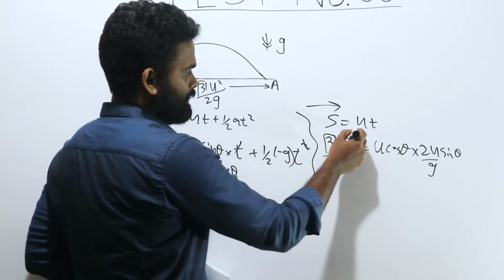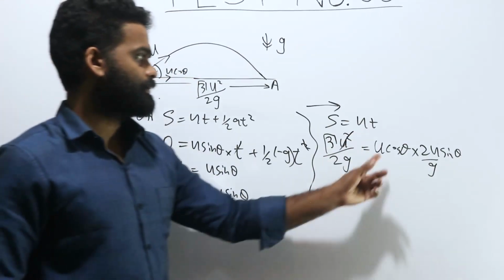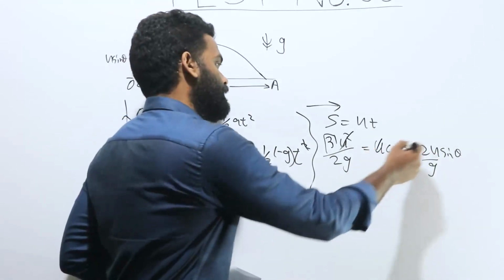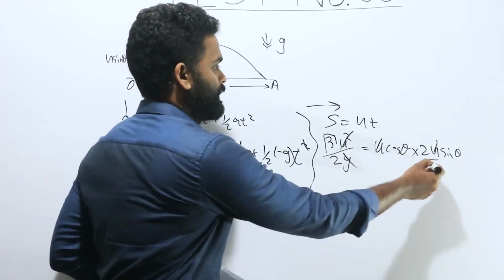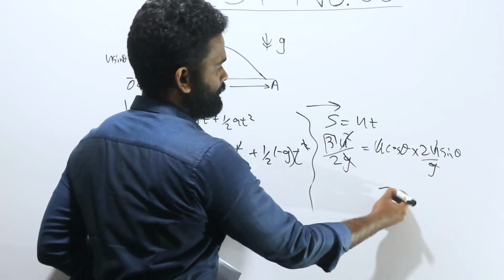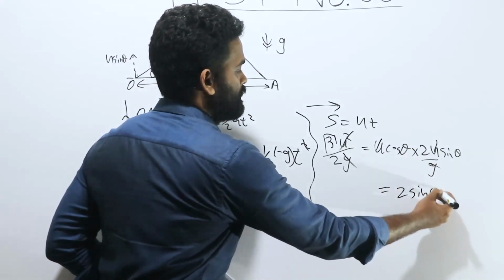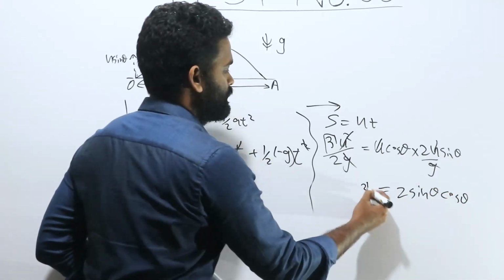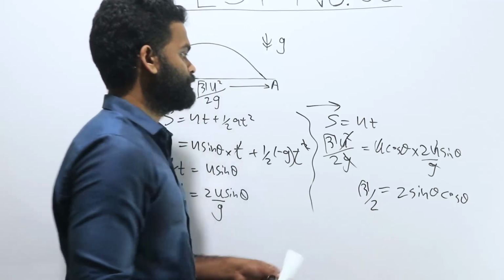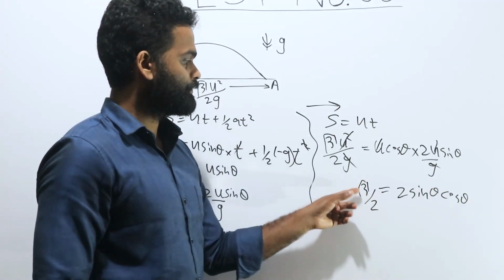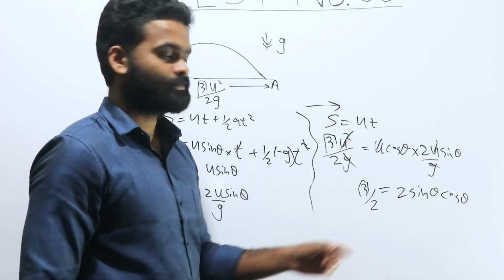Okay. And this is u squared. This also, if you simplify, is u squared. That gets cancelled off. G cancelled off. I can take 2 sine theta cos theta is equal to root 3 divided by 2.